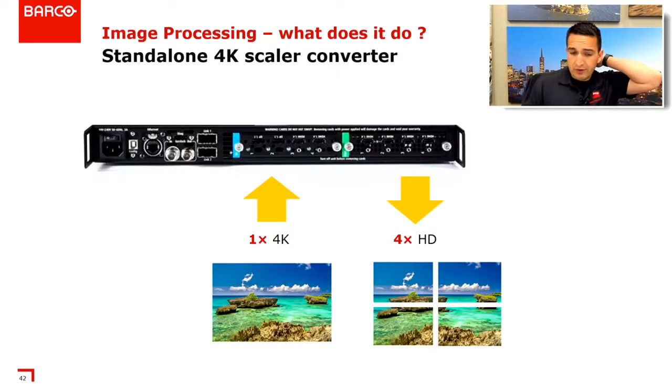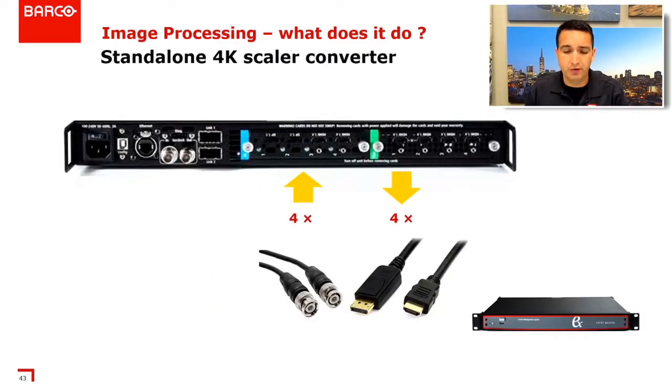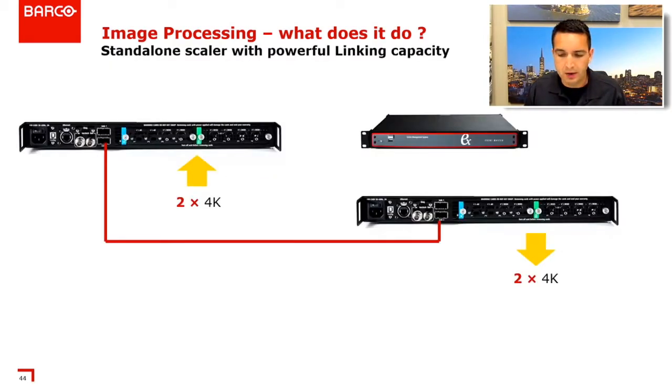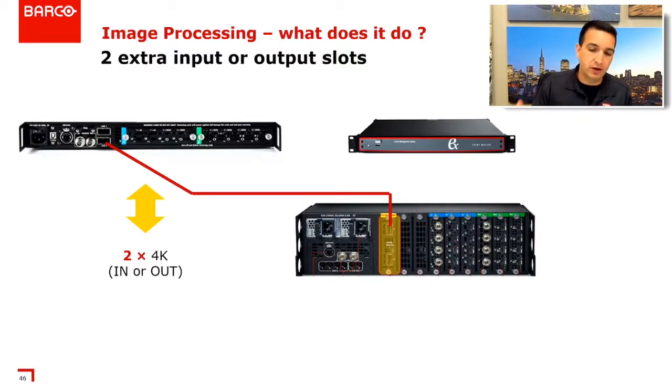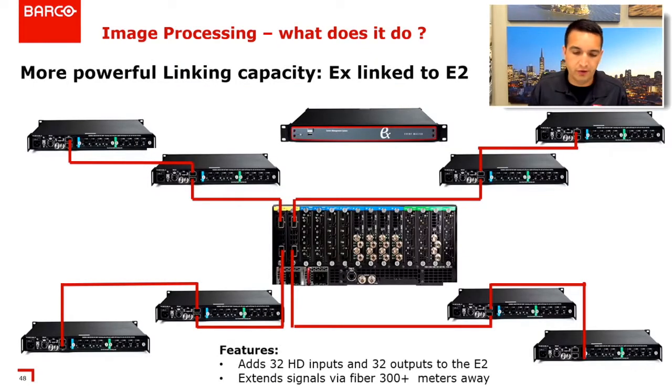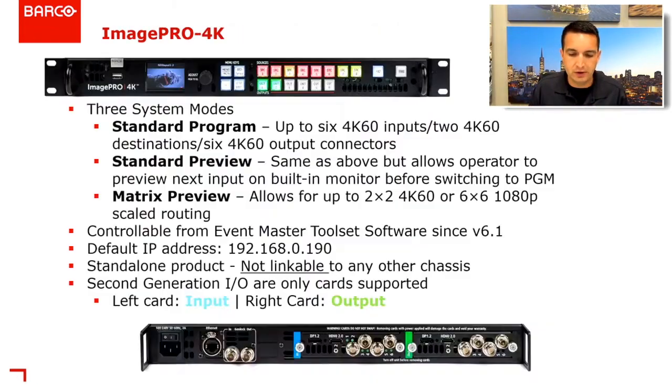So if you use it as a standalone scaler, you could do stuff like one 4K in, multiple HD out, or vice versa. You can do a signal format conversion, right? So if we want to go from SDI to HDMI or DisplayPort, we can do that as well. You can link them together and have more powerful, more capacity, right? So if you link them together, you can do an 8x8 HD matrix switcher scaler converter. You can even, like I said, extend or expand existing products like the S3 or the E2. Now, this is one of those powerful photos that we like to show off where you can link up to 8 EXs to an E2.